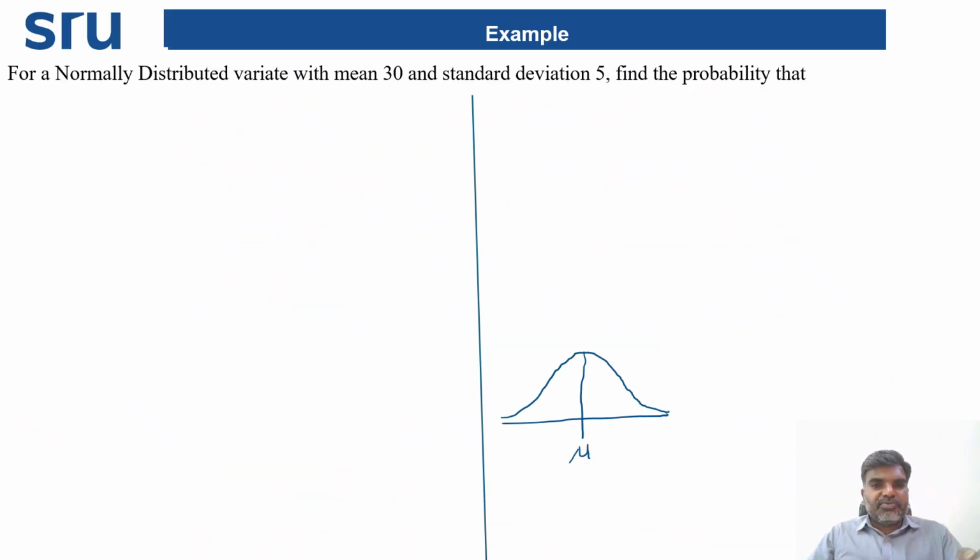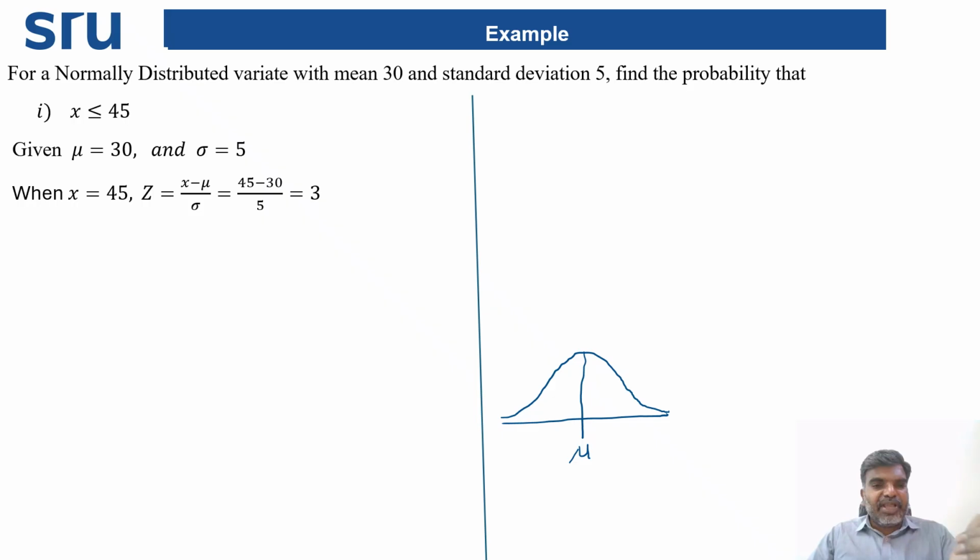Now, we will see another example. In this example, given mean equal to 30 and standard deviation equal to 5. Now, we have to find the probability when x less than or equal to 45. With the help of given mean and standard deviation, we can convert this x value into standard normal variate z. Already we know the formula z equal to x minus mu by sigma. By using this formula, we can convert given x into z. So here z is 3.